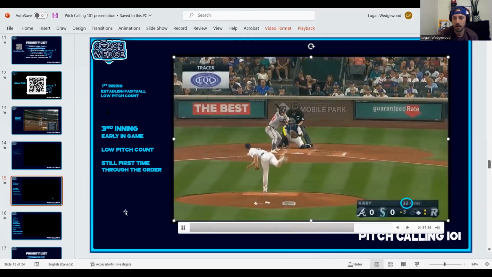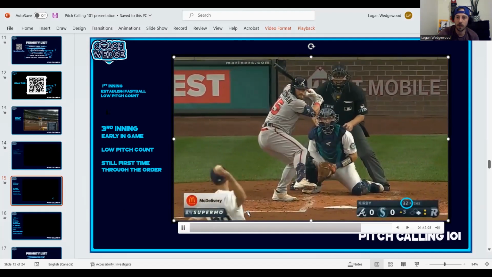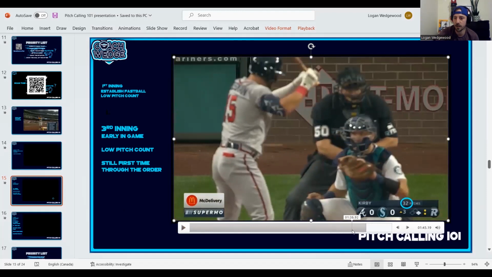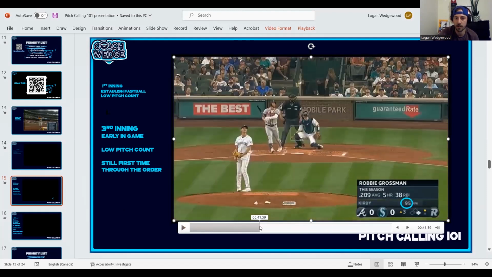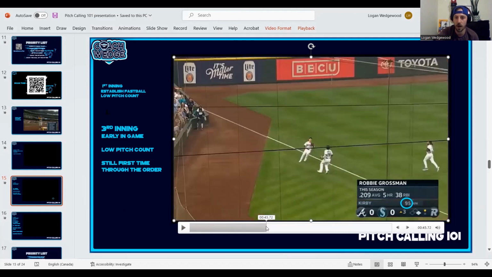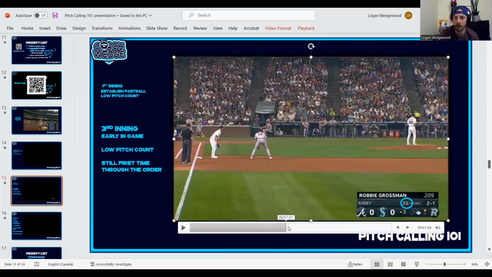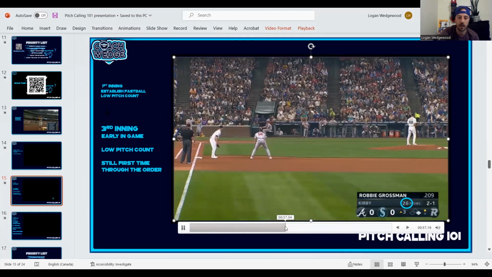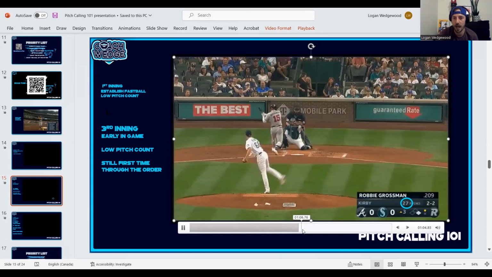Just a nasty two-seam on the inside part of the plate. Now, this was set up, right? Maybe not necessarily through a bunch of different pitches, but you can see that the foul balls that Robbie Grossman hit were to the opposite field. He's a nine-hole hitter, and you could see that they were trying to go away quite a bit early in the at bat here. And then with fastballs, they just kept going in.